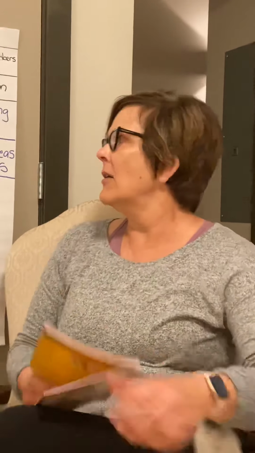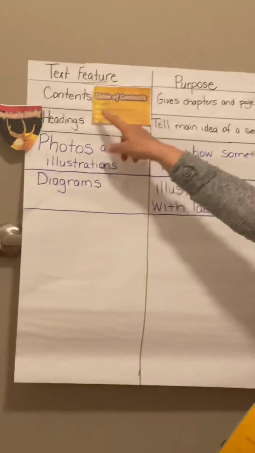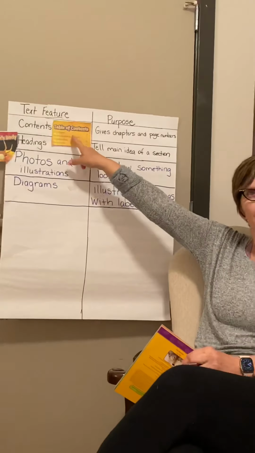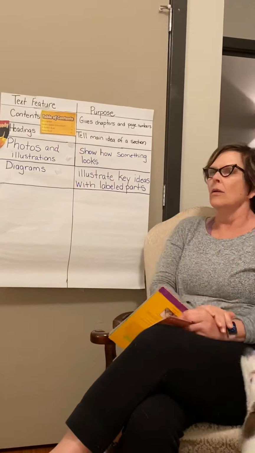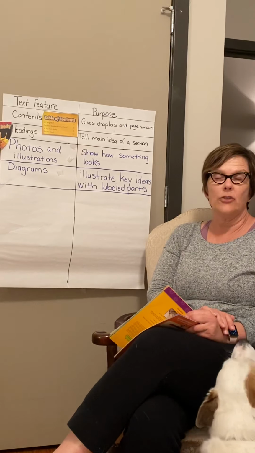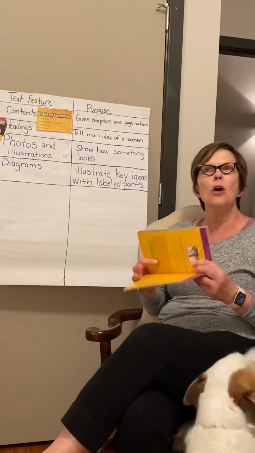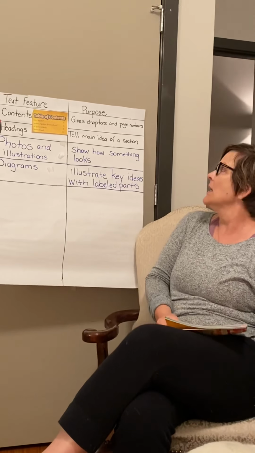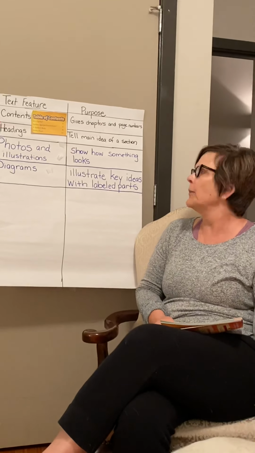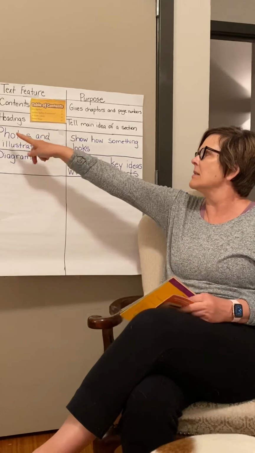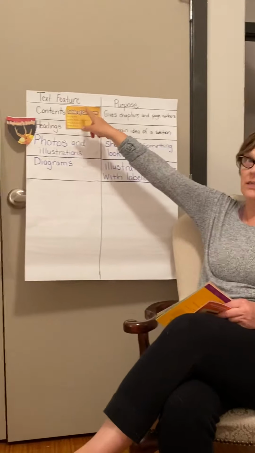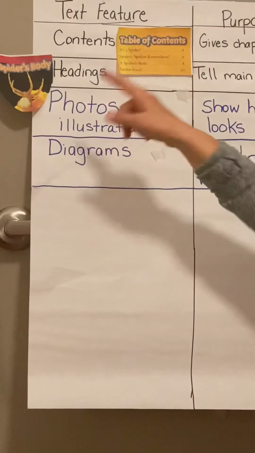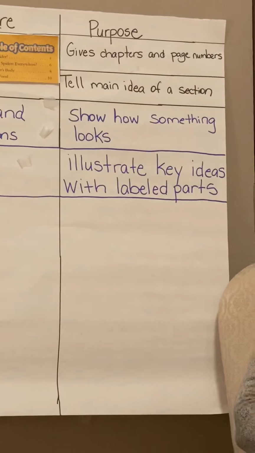So on Wednesday, we talked about one of the text features, the table of contents. Remember? The table of contents is where you can find things that you're reading about, so you don't have to go from the beginning of the story to the end of the story. You can find it anywhere in the table of contents. It gives chapters and page numbers for you. We also talked about headings. We'll see a table of contents today too, by the way. Remember, headings tell you the main idea of what you're about to read.